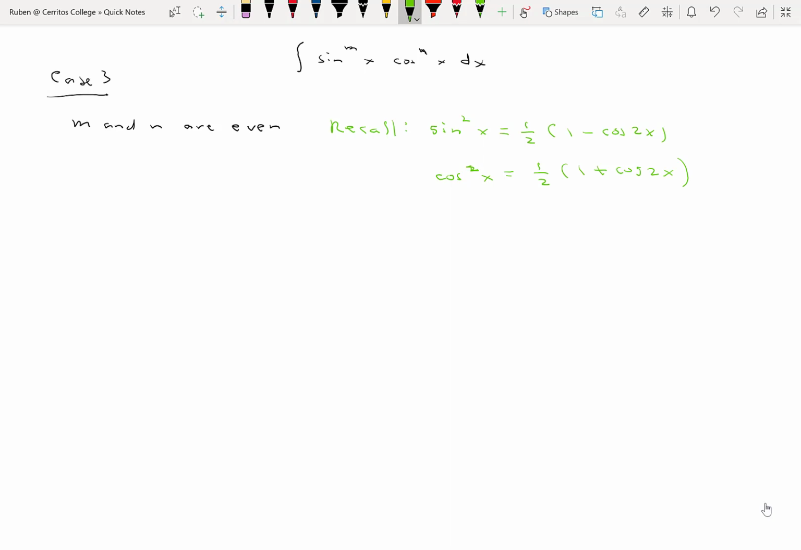Why are they called power-reducing formulas? Well, look on the left-hand side of each identity. We have sine squared or cosine squared. The power is 2 on the left. And on the right, the angle is doubled, but the trig function is reduced to the first power, cosine of 2x in both cases. So let's take a look at one example. The simplest case I can imagine: they're both even, sine squared, cosine squared.